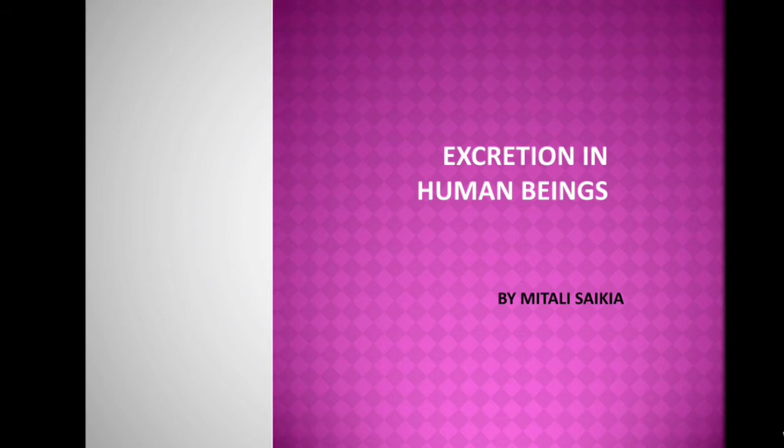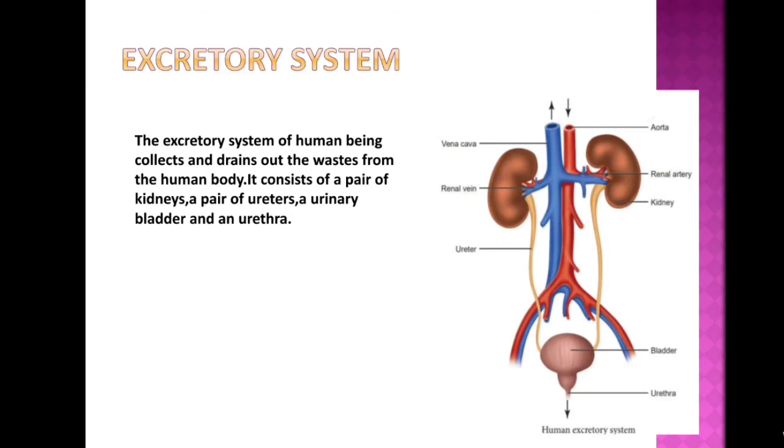In unicellular organisms, waste is removed by the process known as simple diffusion, and in multicellular organisms they use special organs for excretion. The organs involved in this process constitute the excretory system. Now let us know about the excretory system of human beings.